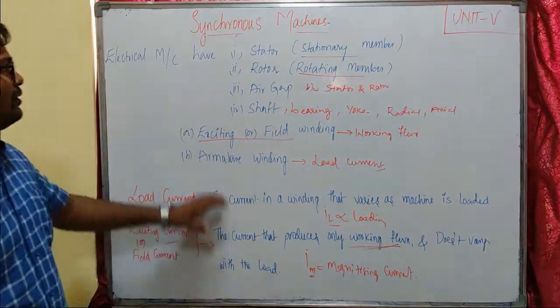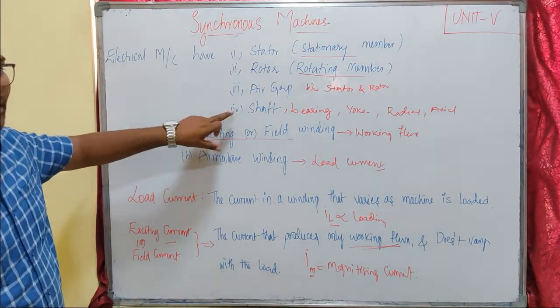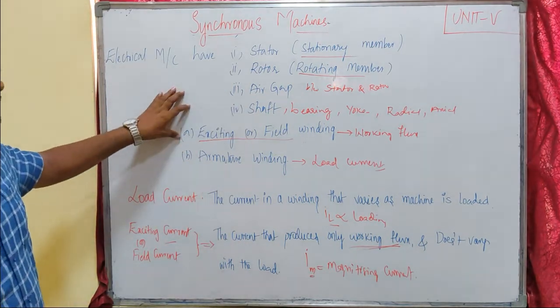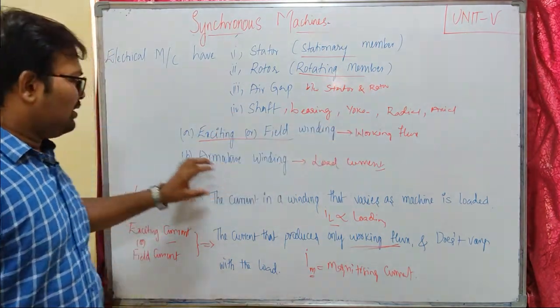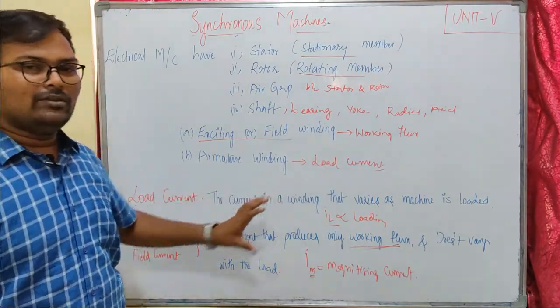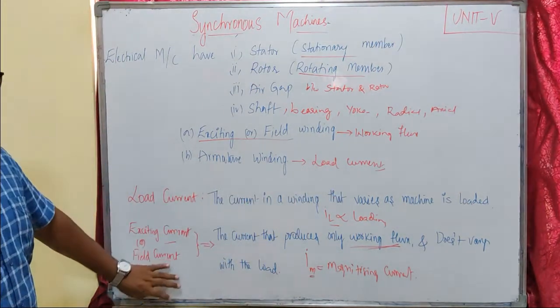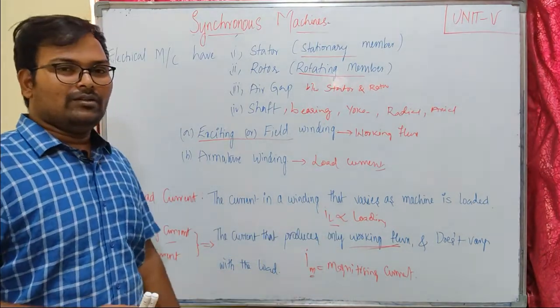So this is about the main components in our electrical machine: stator, rotor, air gap, shaft, bearing, yoke, and radial and axial ventilations. And there are two types of windings: exciting or field winding to produce the flux, and armature winding to carry the load current. What is the load current? The current in a winding that varies with respect to load is the load current, and exciting or field or magnetizing current is the current that produces only working flux and doesn't vary with the load. Okay, this is about components.